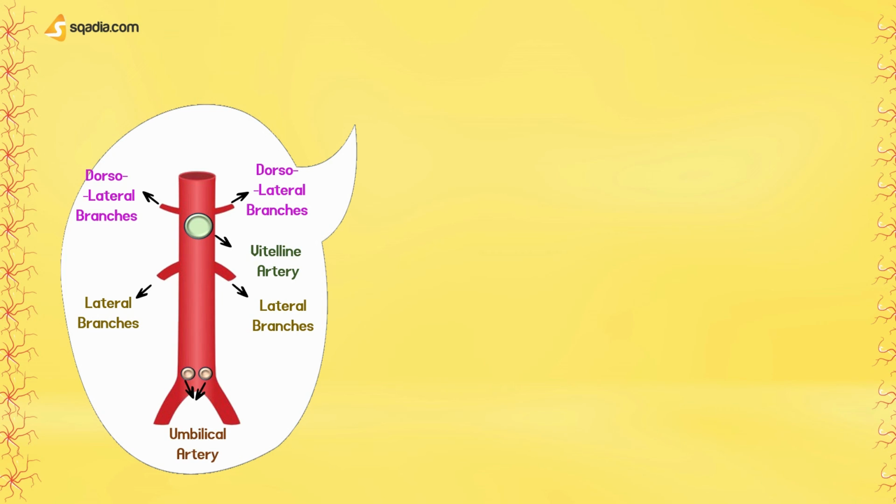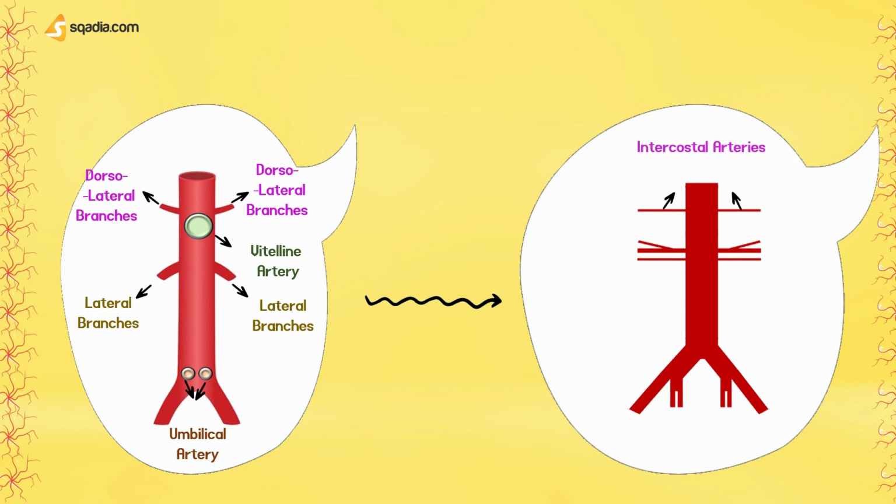Now I will revise the abdominal aorta. These are dorsal lateral branches. These are lateral branches. These are vitelline arteries. These are umbilical arteries. The dorsal lateral branches give rise to intercostal arteries and lumbar arteries. Next, lateral branches give rise to adrenal arteries that supply blood to the adrenal gland, renal arteries that supply blood to the kidneys, and gonadal arteries that supply blood to the gonads.